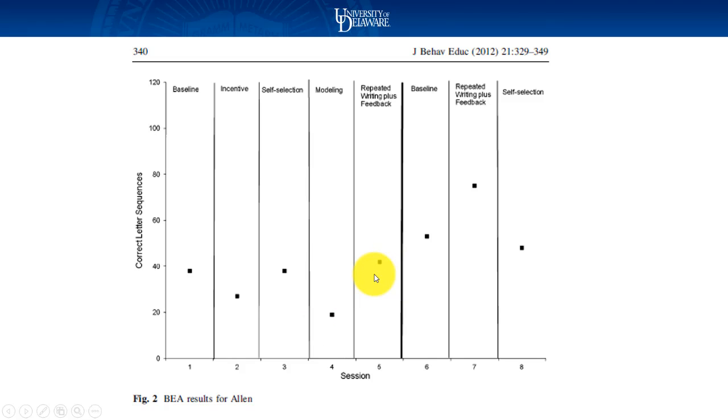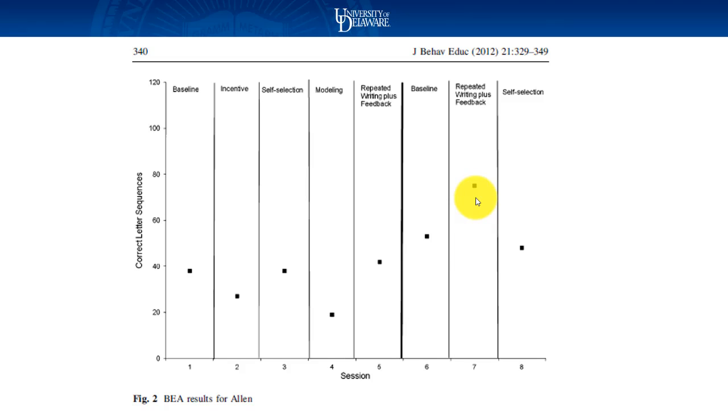So in the withdrawal phase, we withdraw all interventions, reassess baseline performance, but here we see baseline performance actually increased quite a bit, so some learning did occur. Then we take the 2 most effective interventions, which was repeated writing plus feedback and self-selection, and implement them in reversed order. So repeated writing plus feedback first, then self-selection, and we see that for Alan, repeated writing plus feedback was the most effective intervention.